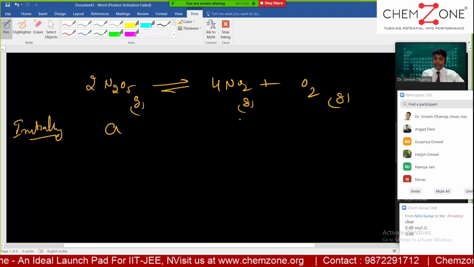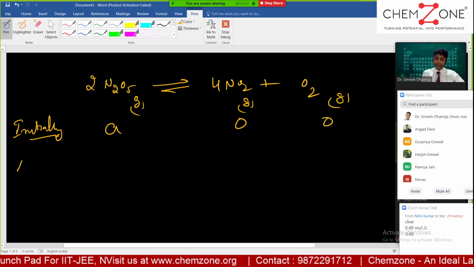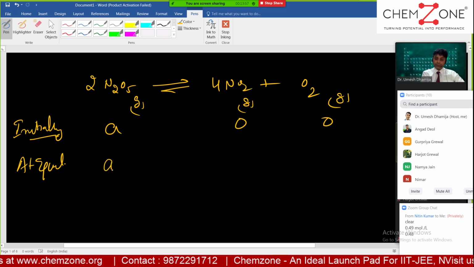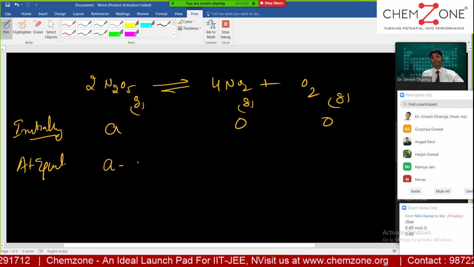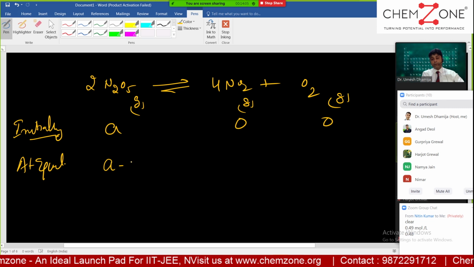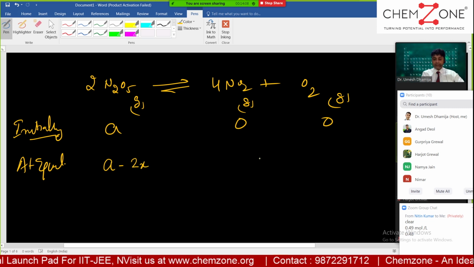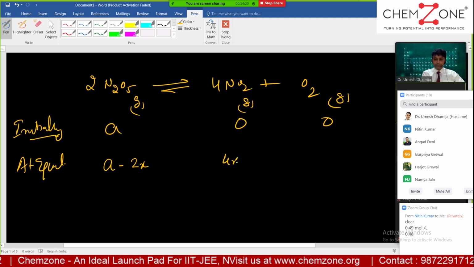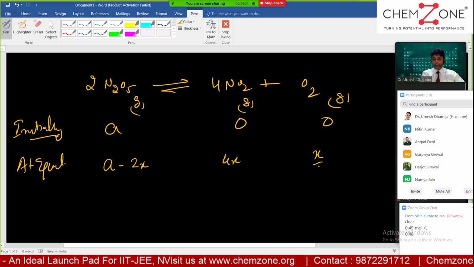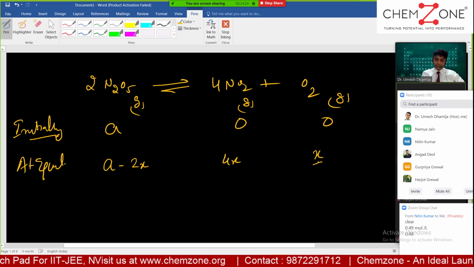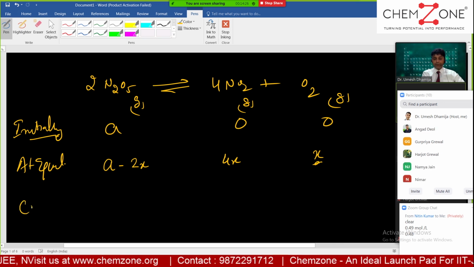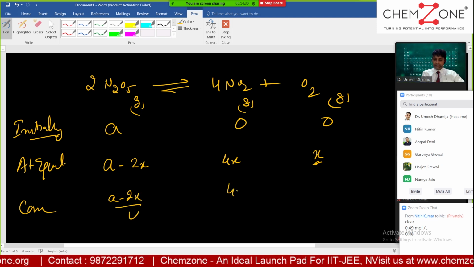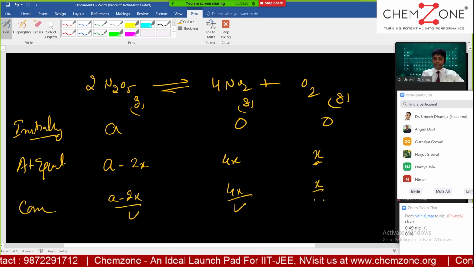If A moles is here, this is 0. Now tell me at equilibrium. Gurpriya, A minus what? Angad, sir, yes, say it. X. You want 2x, okay, fine. Next, now this will be 4x, this will be 4x, and this and the next x will be x by x. Good. Now the concentration will be A minus x upon V, volume. Yes, perfect. So x by volume V, right?